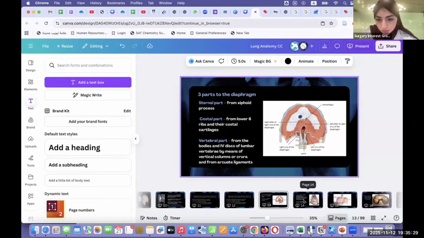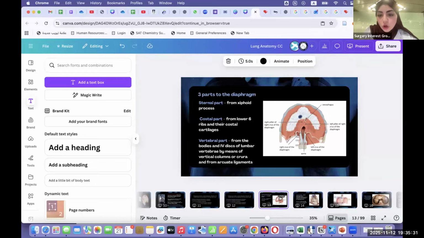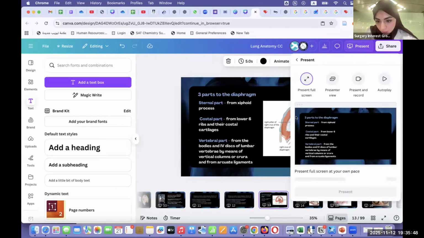Now, why do I care about these parts? Because all of them will fuse into a central part known as the central part of the diaphragm. Furthermore, why do I care about dividing the diaphragm into multiple parts? Because different parts of the diaphragm will be innervated differently, okay? Makes sense so far?